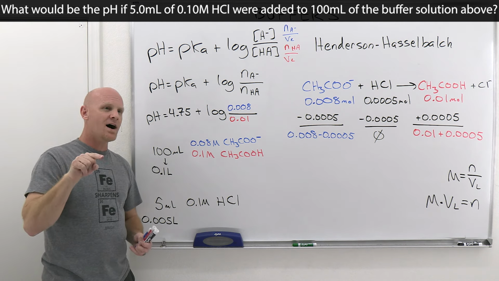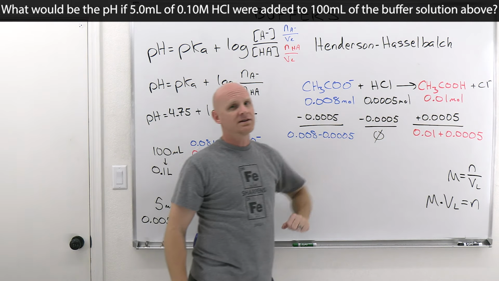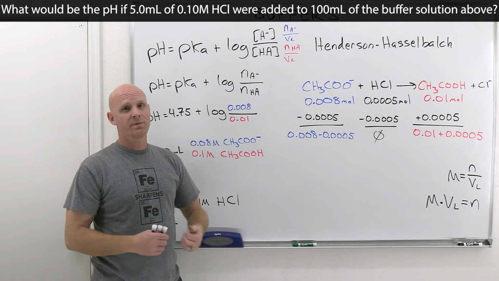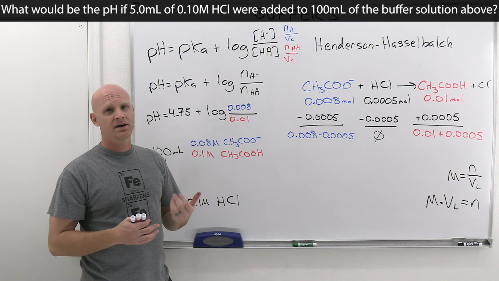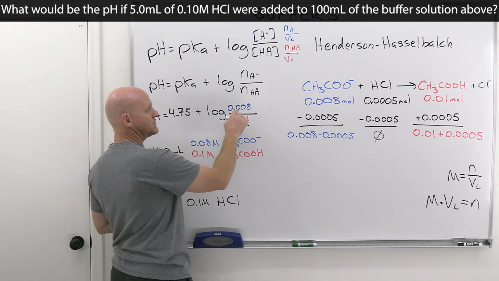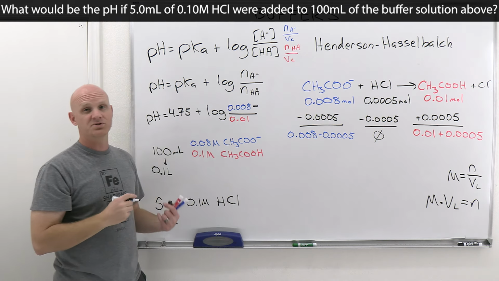Except what's nice now is instead of doing this all out the way we did, you can ask yourself a question. To a buffer, you're either going to be adding strong acid or strong base in most cases on a question like this. If you add strong acid like we did here, well, what do acids do? Acids neutralize bases. And if you neutralize your base, which is on top in the numerator, it's going to go down. You're going to have to subtract.